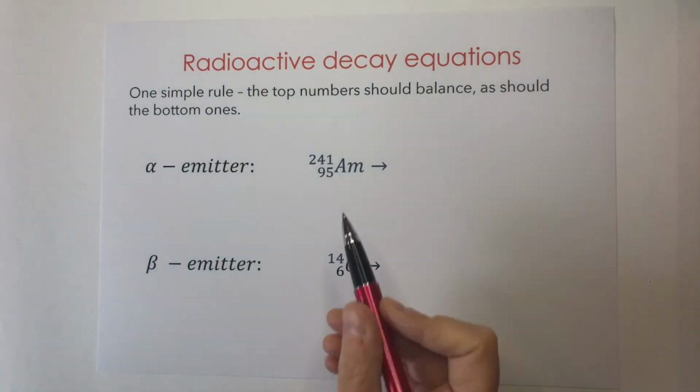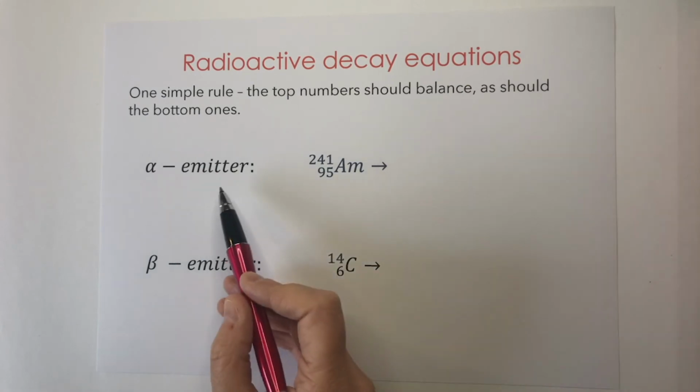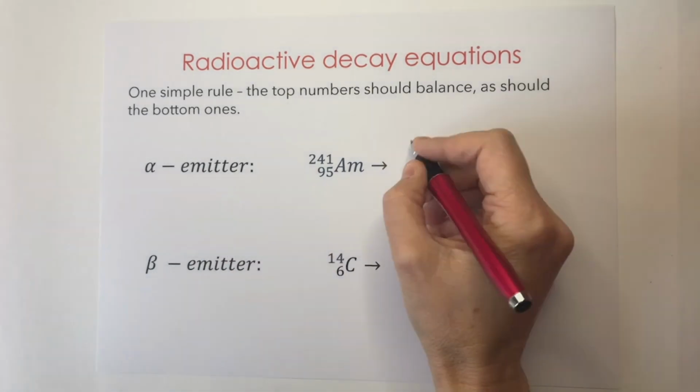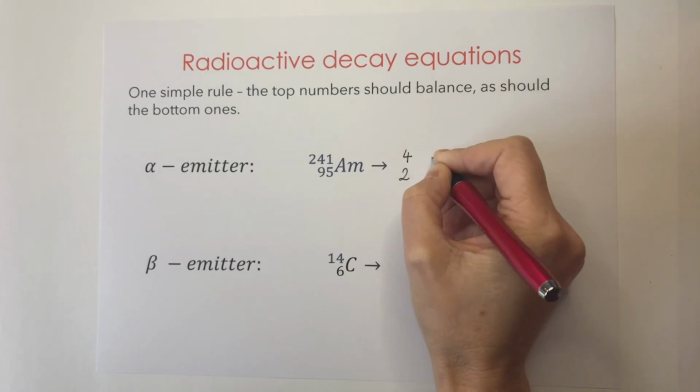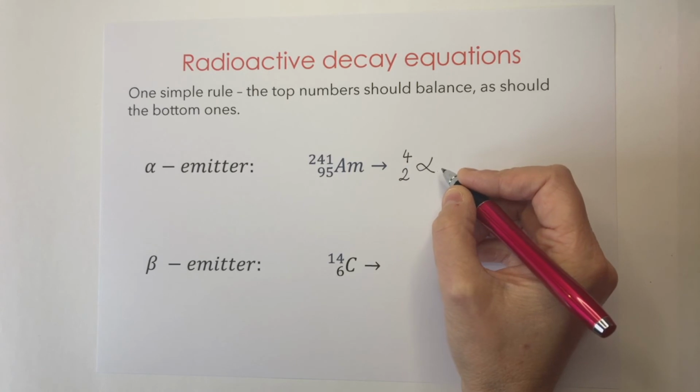So we're told that Am-241, that's americium, you'll find this in smoke detectors, is an alpha emitter. So we write 4,2 alpha or 4,2 He for helium on this side, and then figure out what must be left.